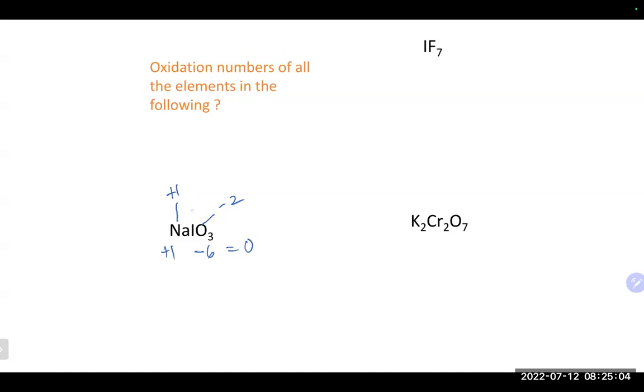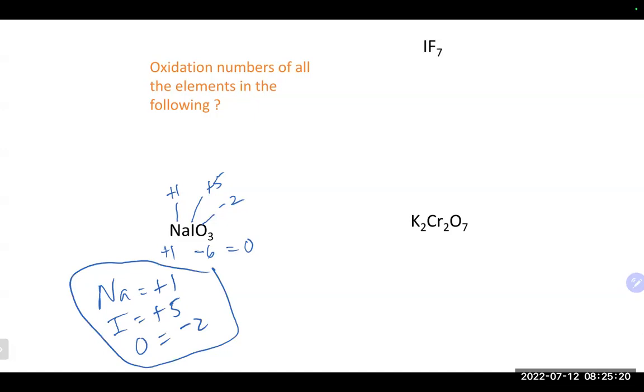That means that the iodine here is going to take on a +5 oxidation state. So the sodium here would be +1, the iodine would be +5, and the oxygen here would be -2. Any questions on that one there?